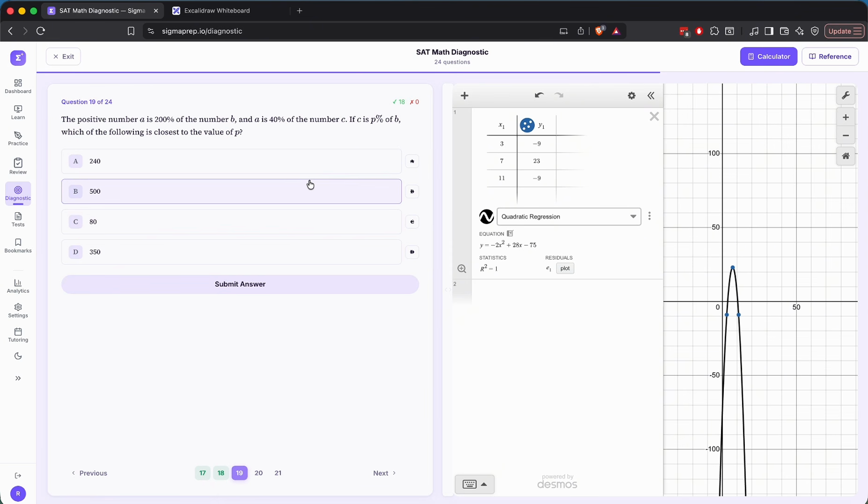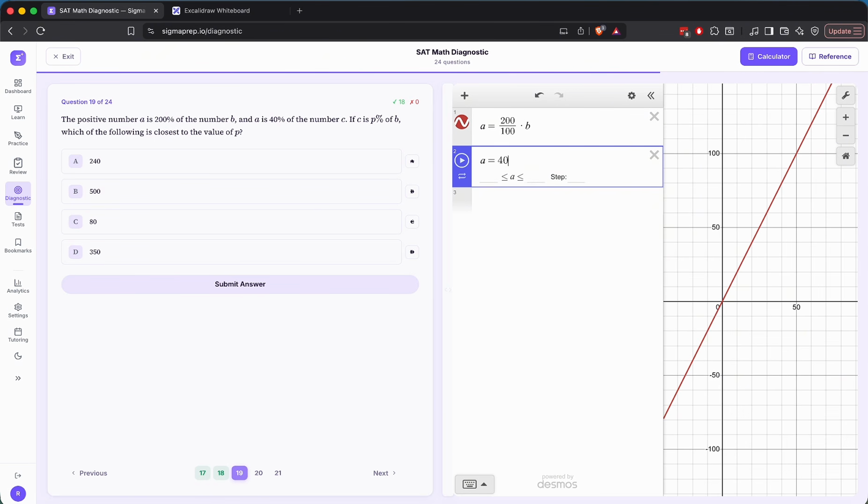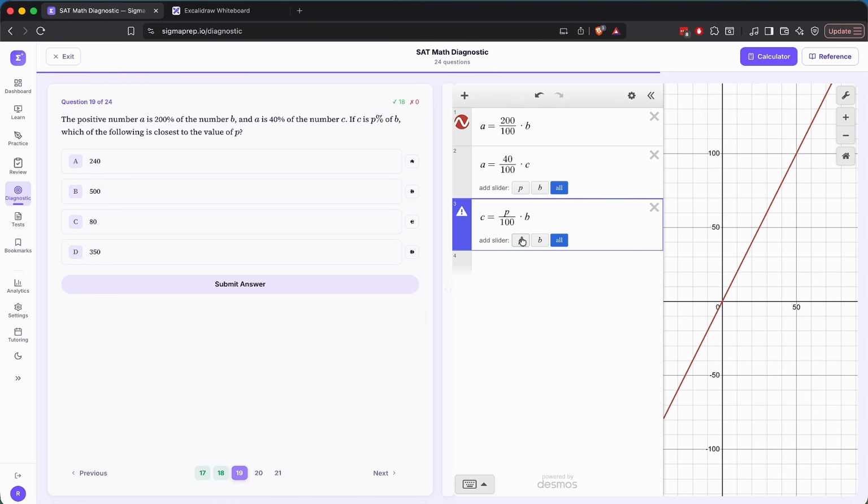There it is. Next one, another percent one, right? Okay, cool. A is 200% of B. So that's literally just this, right? Notice this one doesn't say increase or decrease by a percent, so it's literally just percent times whatever. And then you see A is 40% of C. 40 over 100, 40%, sorry. And even the question again is in equations, C equals P%, so P over 100 times B.